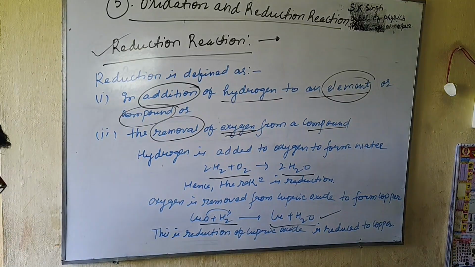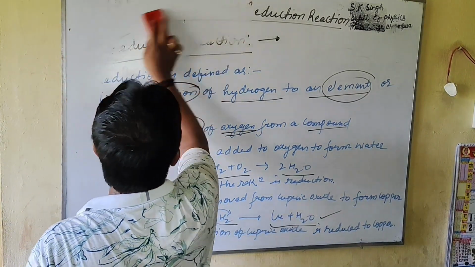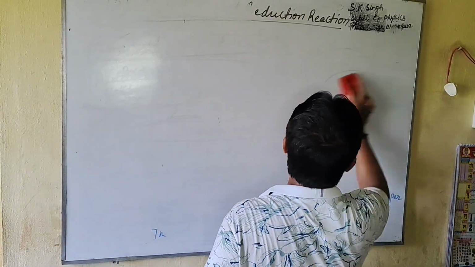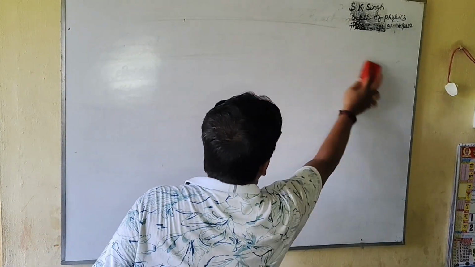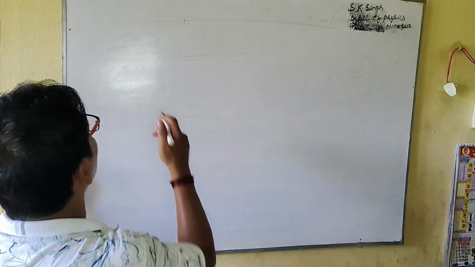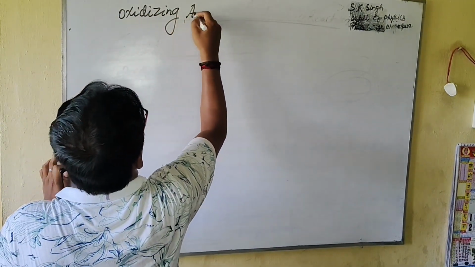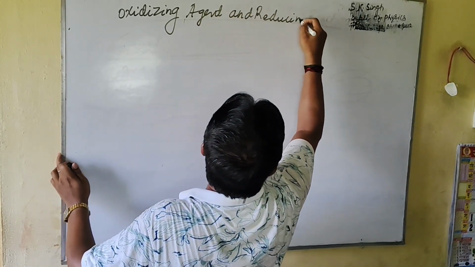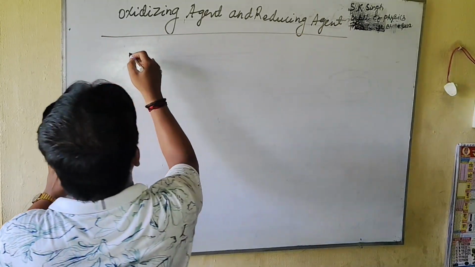Next topic is what is an oxidizing agent and what is a reducing agent. We are learning oxidation and reduction properly. So what do you mean by the oxidizing agent and reducing agent?